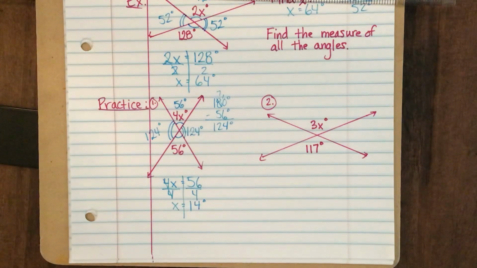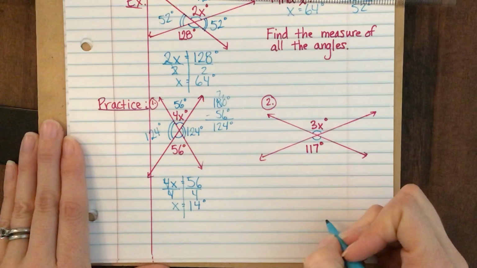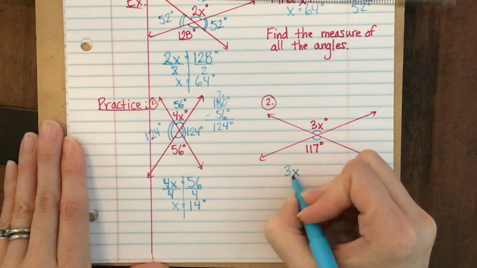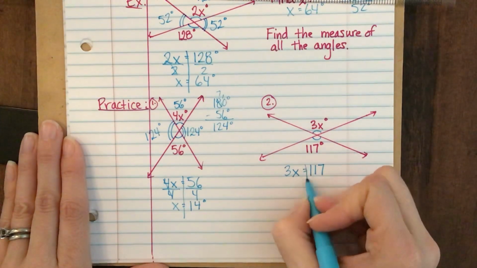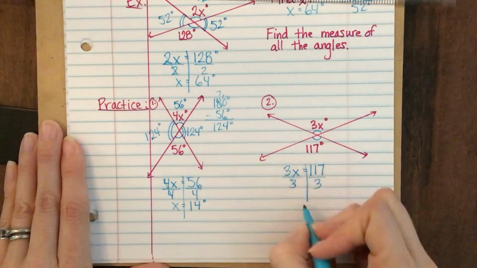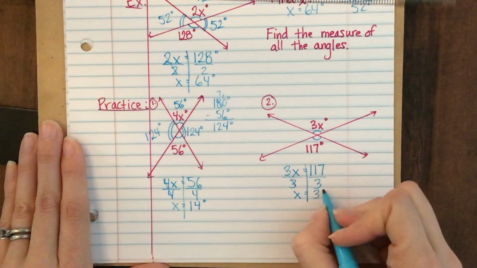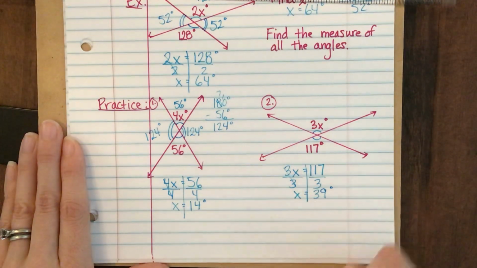Now let's look at number 2. This angle and this angle are considered vertical angles, which means they're equal to each other. So this is going to be 3x is equal to 117 degrees. We're going to divide both sides by 3 to solve for our x, and we get that x is equal to 39, I believe, 39 degrees. Okay, so we found x.